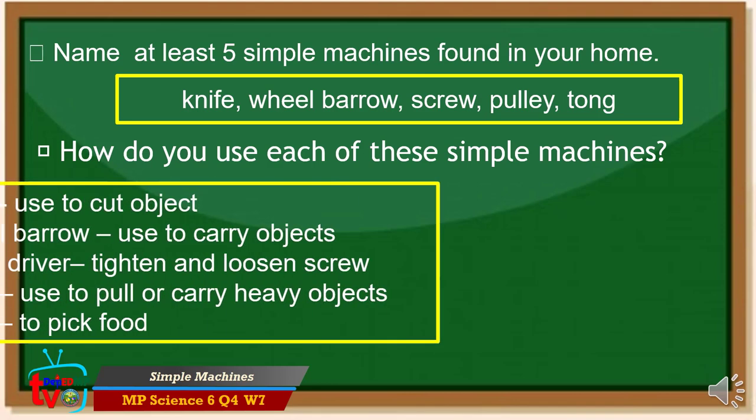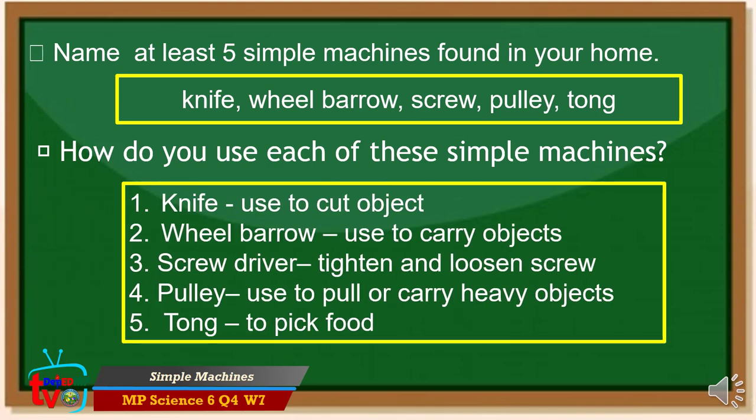Number 1. Knife, used to cut objects. Number 2. Wheelbarrow, used to carry objects. Number 3. Screwdriver, tighten and loosen screw. Number 4. Pulley, used to pull or carry heavy objects. Number 5. Tongs, to pick food.